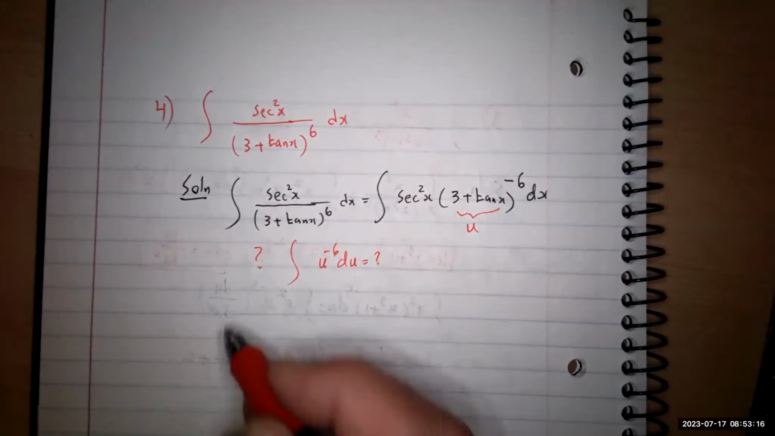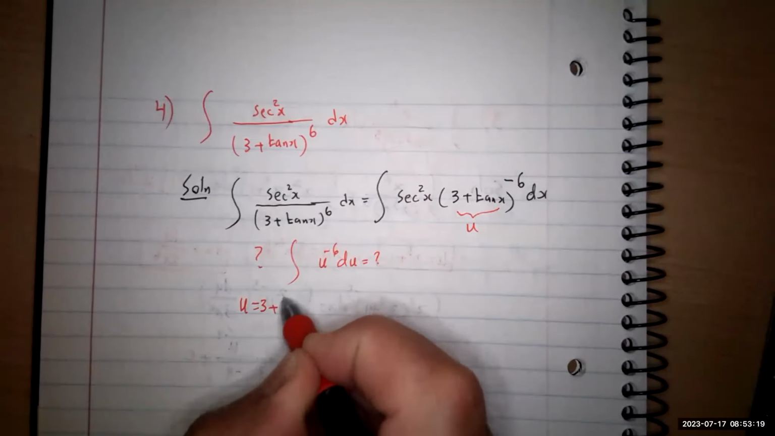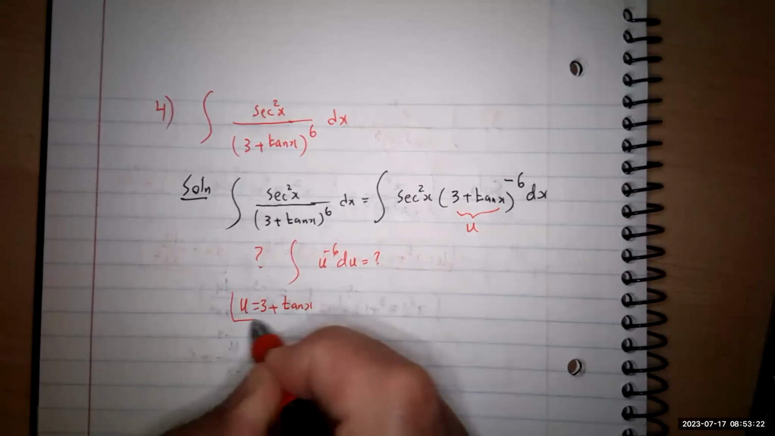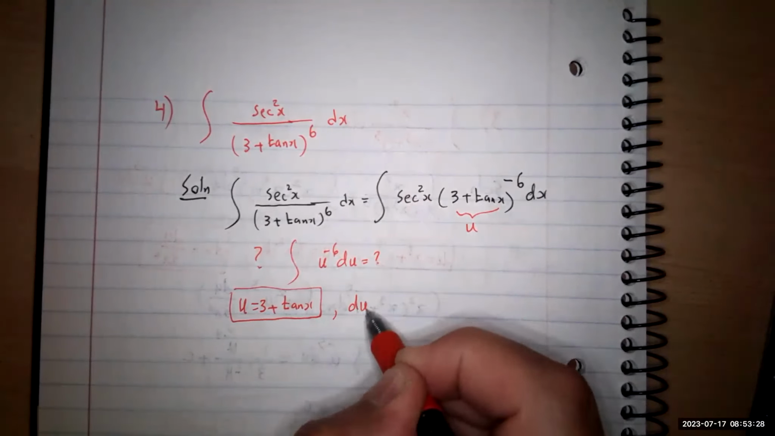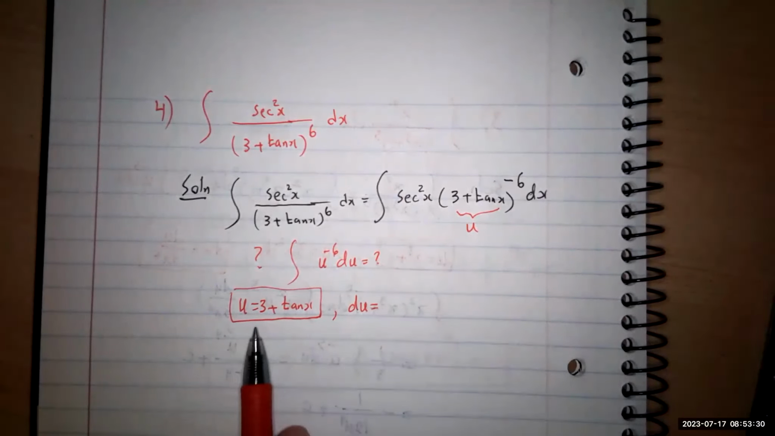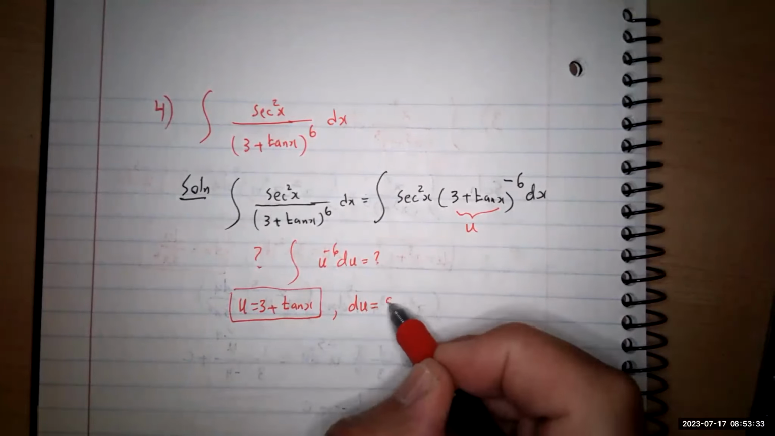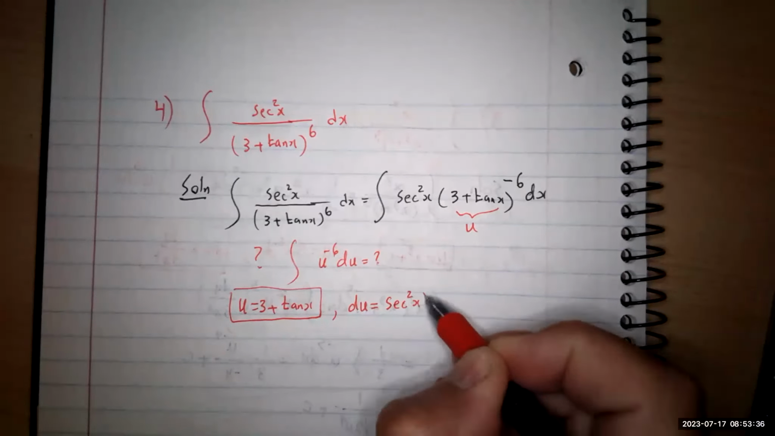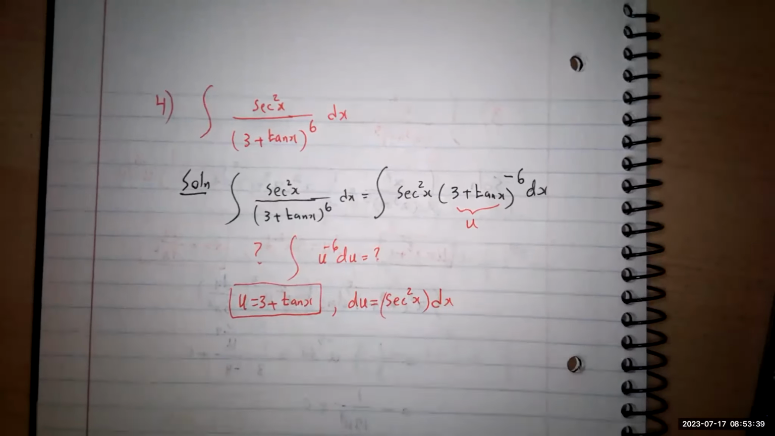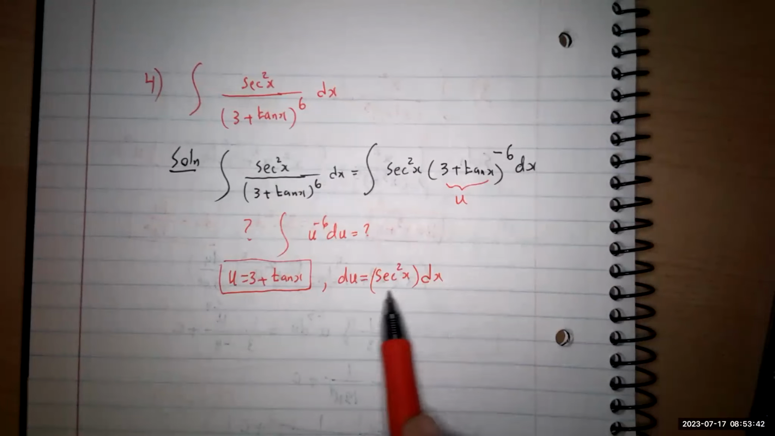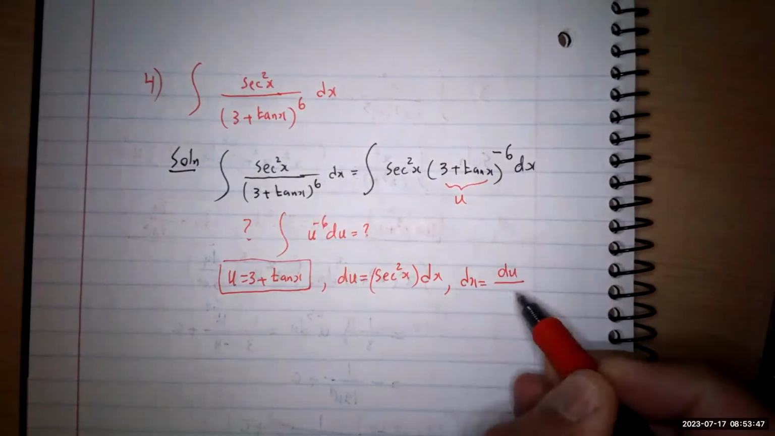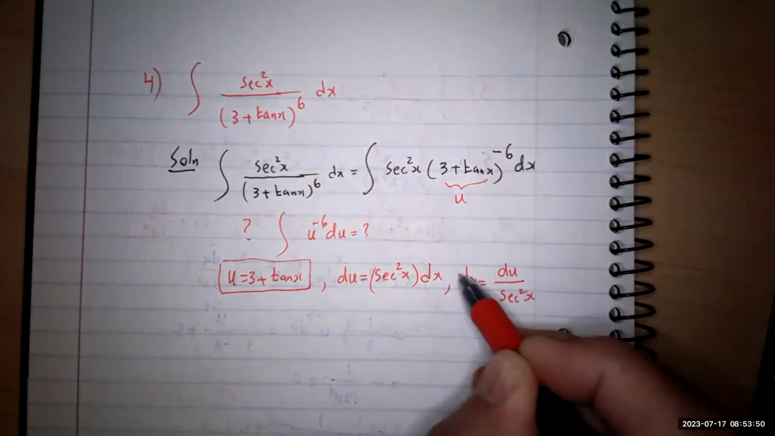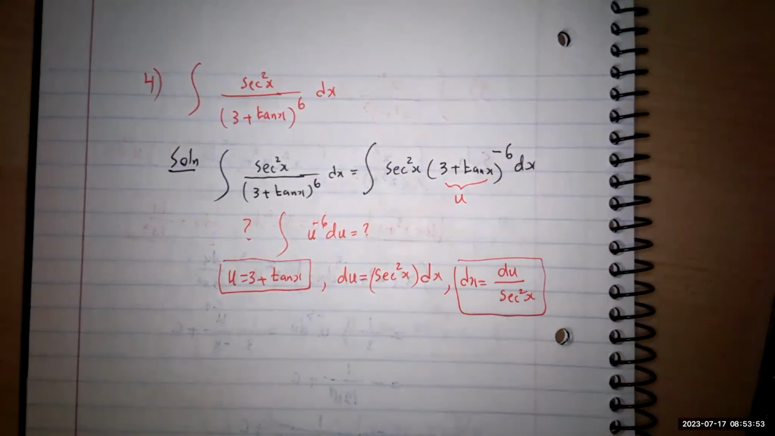Okay, then we start over. U is 3 plus tangent x. That's your u. Differential of the u, du. Du is the derivative. Derivative of 3 is 0. Derivative of a tangent is secant squared. So it's going to be secant square of x times dx. And you have to find the dx. You divide by secant squared. So your dx is going to be du divided by secant square of x. Okay. So if you go back and drop this, you get the target. Any question?